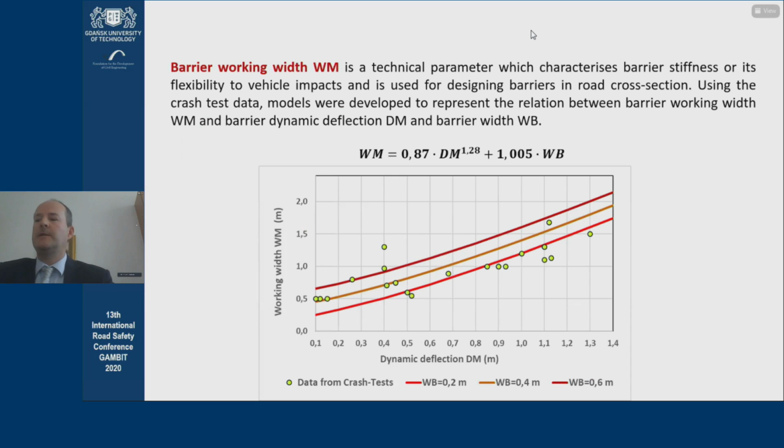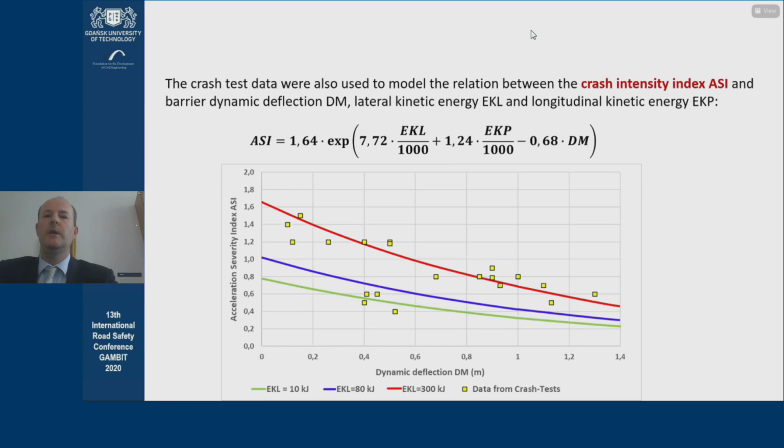Working width is a parameter which really characterizes barrier stiffness or its flexibility to vehicle impacts. And again, we've defined the relation between barrier width and dynamic deflection, and so working width increases as dynamic deflection goes up, as well as barrier width.